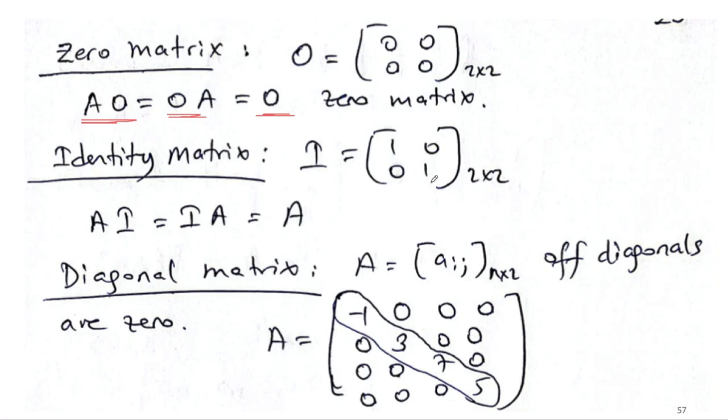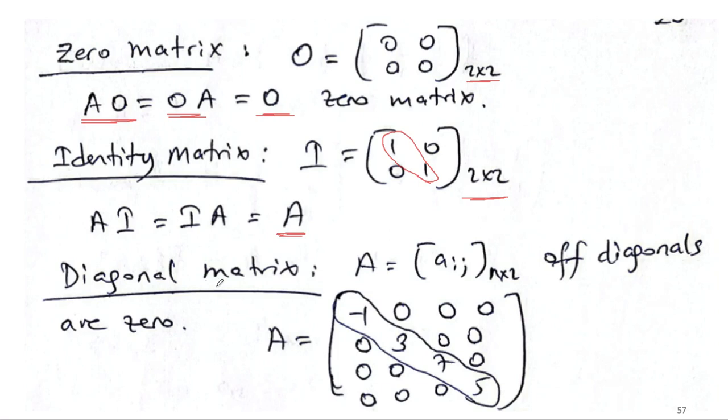Identity matrix means we have the diagonals of a square matrix equal to 1. This is an example of 2 by 2. Here also was 2 by 2, but you can imagine 3 by 3, 4 by 4, 5 by 5, any dimension you want. It doesn't change. So the identity matrix, if we multiply any matrix A with the identity matrix, we get back the same matrix A.